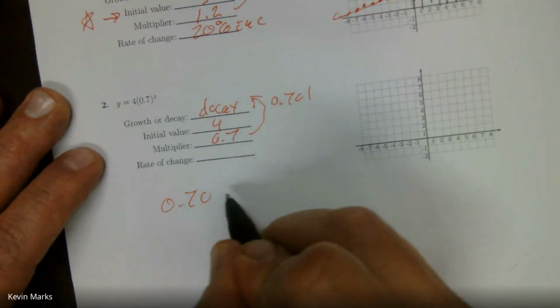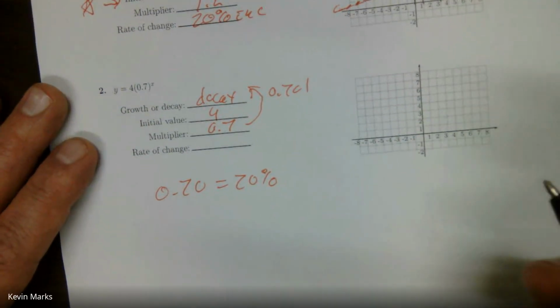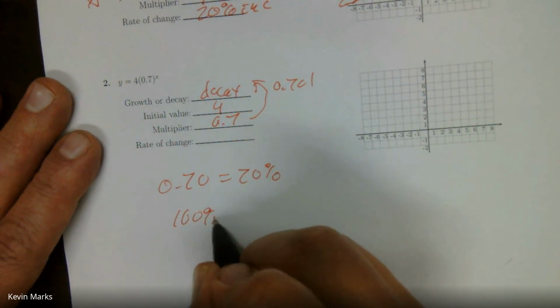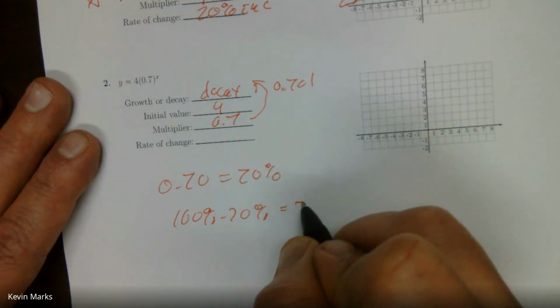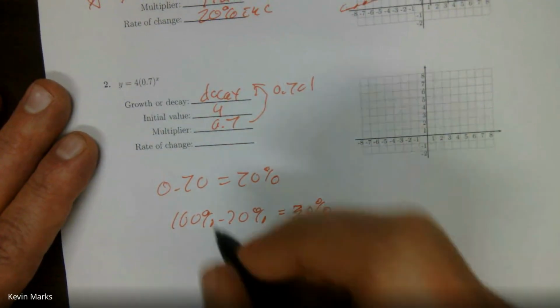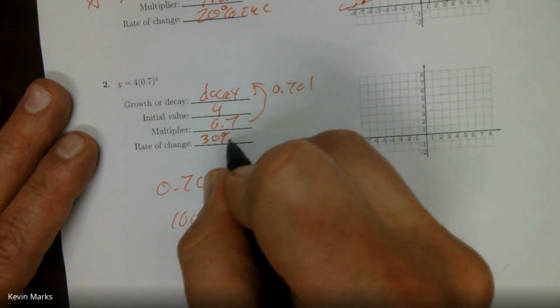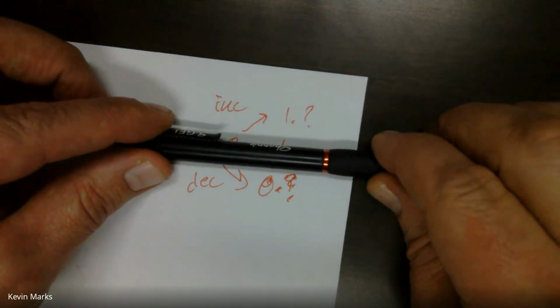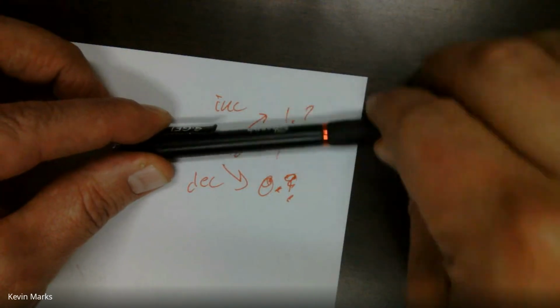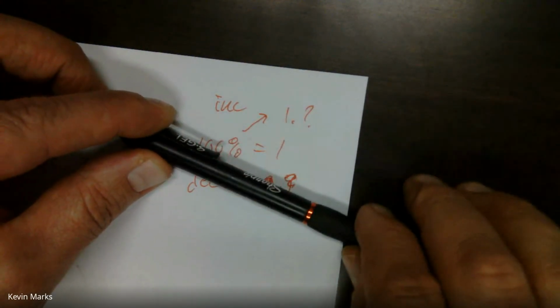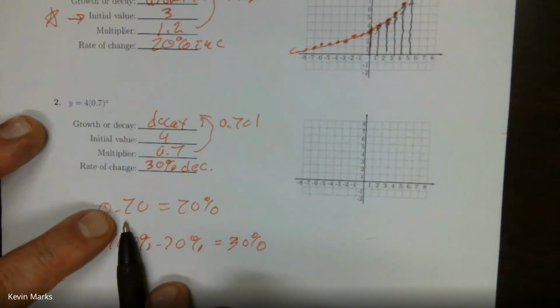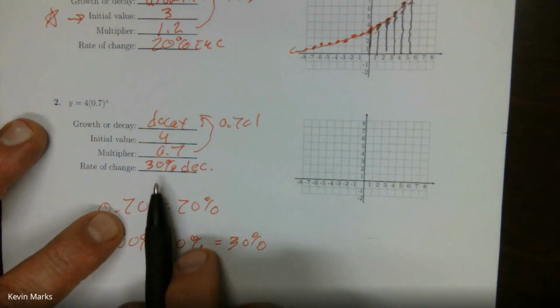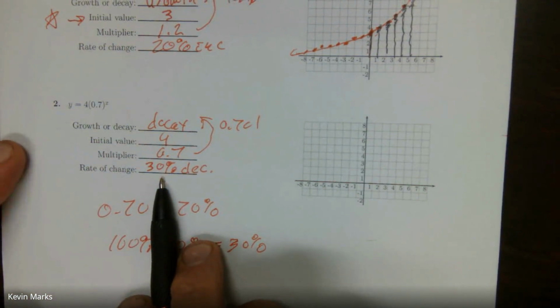Well, think about 0.7 is the same as 70%, right? 100% minus 70% is 30%. So you're losing 30%, or in other words, there's a 30% decrease. Okay, that's the rate of change. So again, it's all about that 1. If the number is greater than 1, how far above 1, that's how much you're increasing by. And however far below 1 it is, that's how much you're decreasing by. In this case, 0.7 is the same as 0.3 less than 1, or 30% less than 100%.